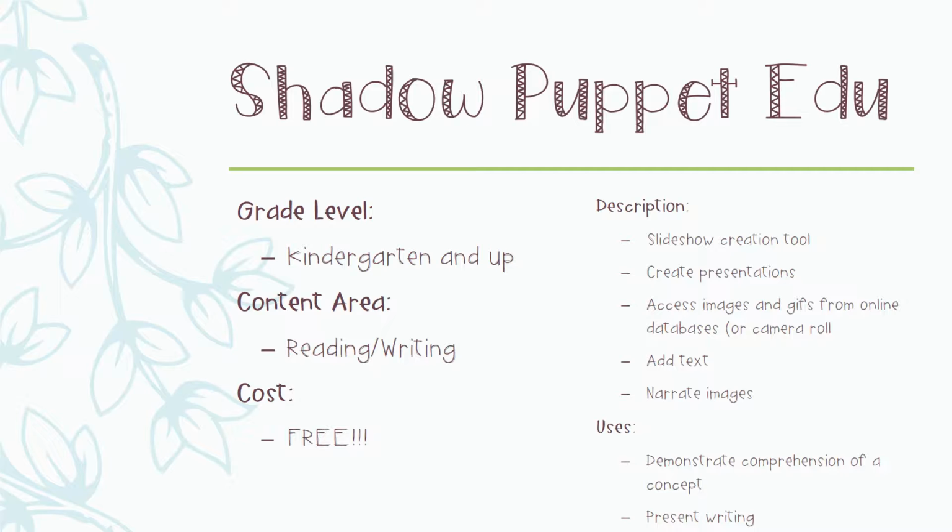The students can take pictures or access images from online databases like Flickr or their own camera roll, and they choose their pictures and then are able to narrate whatever concept they want to show. You can also add text to it, and you can use it to demonstrate comprehension of a concept or present writing. So in the next slide, I'm going to show you an example.